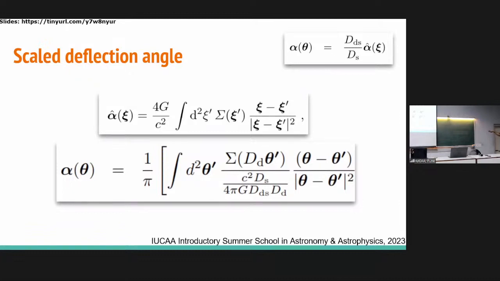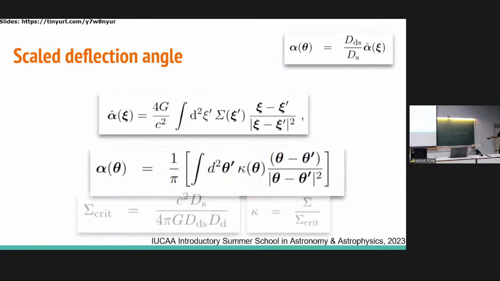This thing has no dimensions. This thing has no dimensions. So this also should be dimensionless. You can see this is a surface density, which means this also needs to be a surface density. And this surface density is something which is only made up of fundamental constants c and G, and then the distances, the geometry of the situation. Where is the source? Where is the lens? So this thing is called the critical surface density, and we'll see that it becomes important.